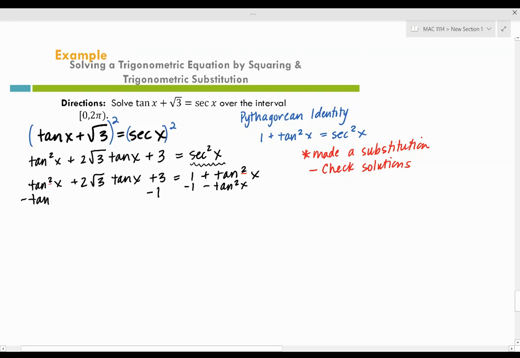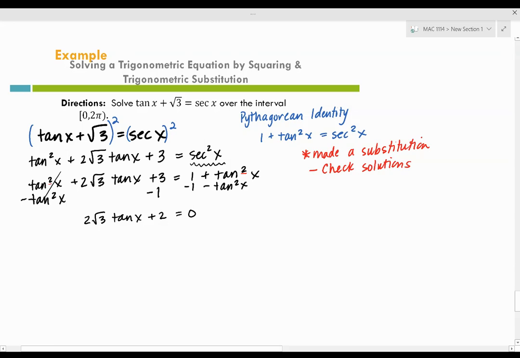I'm lining up my terms on the left-hand side, and I'm going to combine like terms. So this tangent squared x and minus tangent squared x, they're gone. They cancel. I'm left with 2 square root of 3 tangent x plus 2 equals 0.